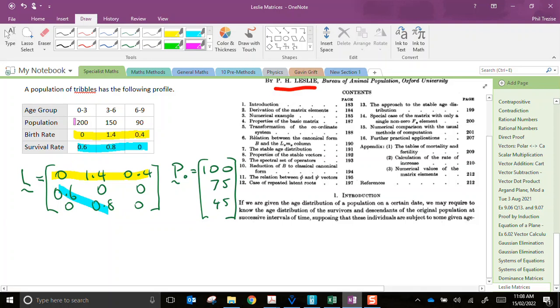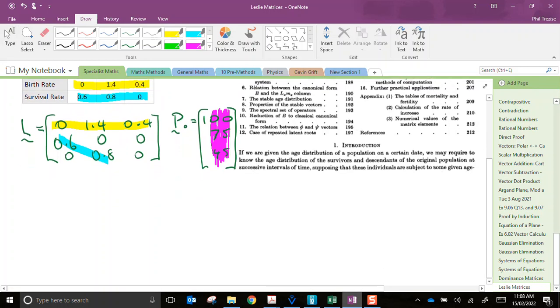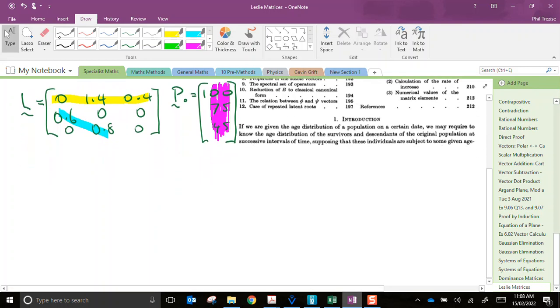Well, the females only because it's only the females that reproduce, and our first row of the Leslie matrix is about reproduction. It would be pointless to put a reproductive rate of 1.4 for the entire population because only half of the population reproduce. So now, how do we calculate the population at some time in the future?